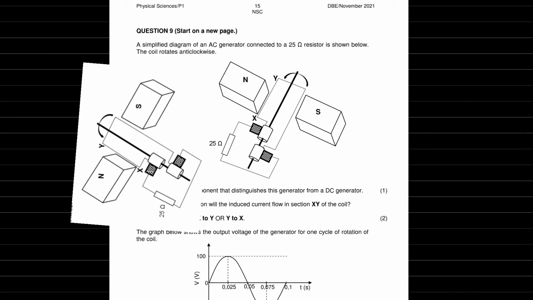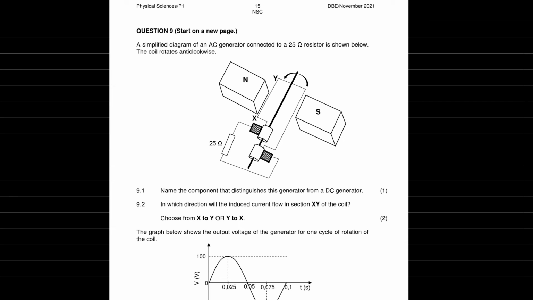So my first finger is going from north to south. First finger for field. Then my thumb is going to move downwards because that's the direction that the coil is moving, right? In Y to X. Y to X is going to be moving downwards according to the arrow. It's going to move my thumb downwards. And I get that my middle finger is now pointing from Y to X, which is going to be the direction of the current. So the answer is Y to X.